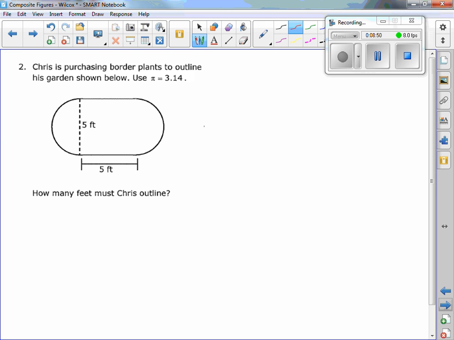So we know that this straight piece here is 5, which means the straight piece up here must be 5. So how do you think that we can find the border length, the perimeter of these 2 curved pieces? Well, together, those 2 half circles would make a whole circle. And the way that I find the distance around a circle is by using its circumference.